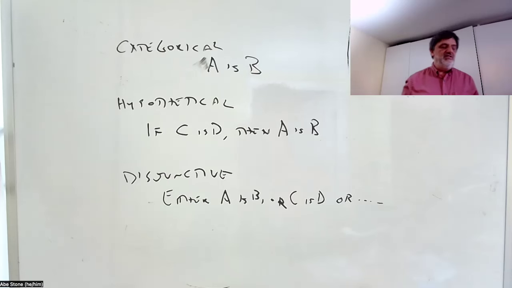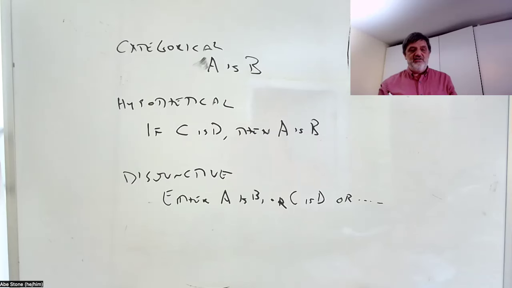But generally speaking, in a categorical judgment, the condition is internal to the object of the judgment. So it's not internal to the concept of cinnabar, but it's internal to cinnabar. So when I say all cinnabar is red, I'm saying there's something about cinnabar in virtue of which it's red.